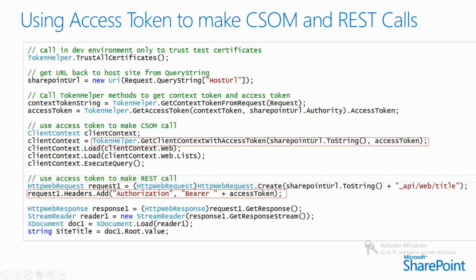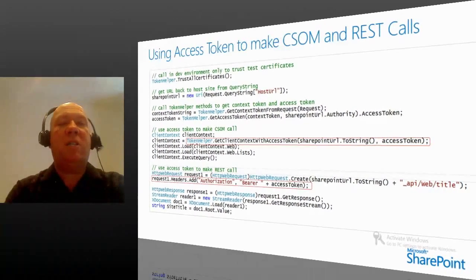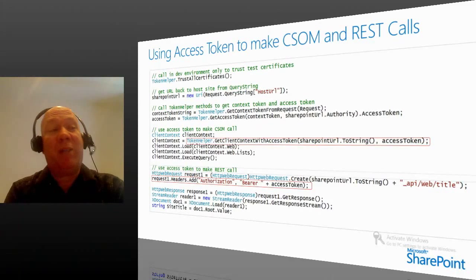But what I do is I grab from my query string, I get my host URL, right? And I'm going to use that a little bit later on when I get my client context. But I have TokenHelper.GetContextTokenFromRequest. One of the things about the way Microsoft has named their methods is that it's pretty obvious that that particular method is going to get the context token from the request. I love it when it's that simple.